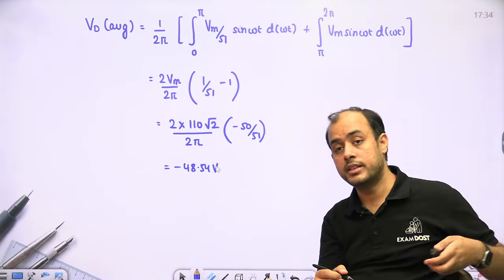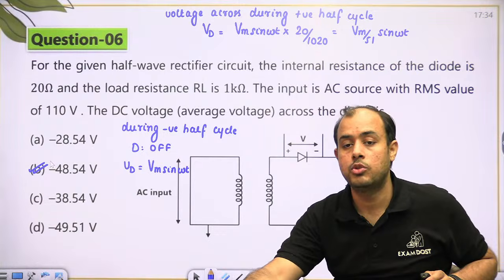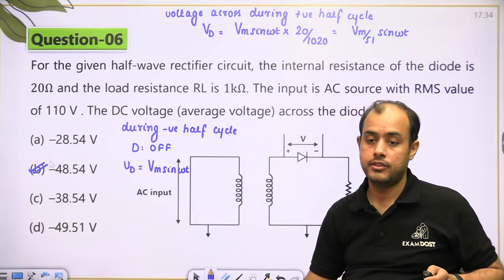Okay, so in the positive half cycle, the voltage will be negligible. बहुत कम वोल्टेज आता है पॉजिटिव हाफ साइकिल में. वेरी गुड बेटा.